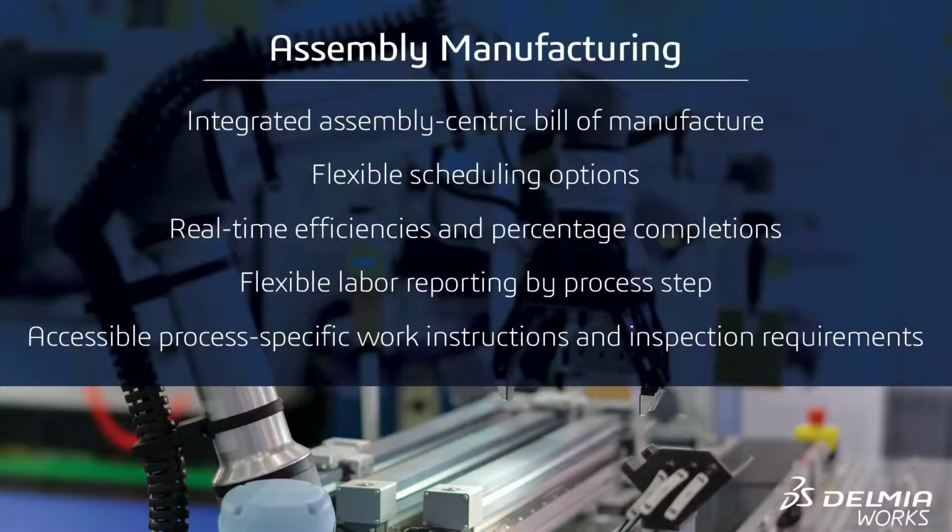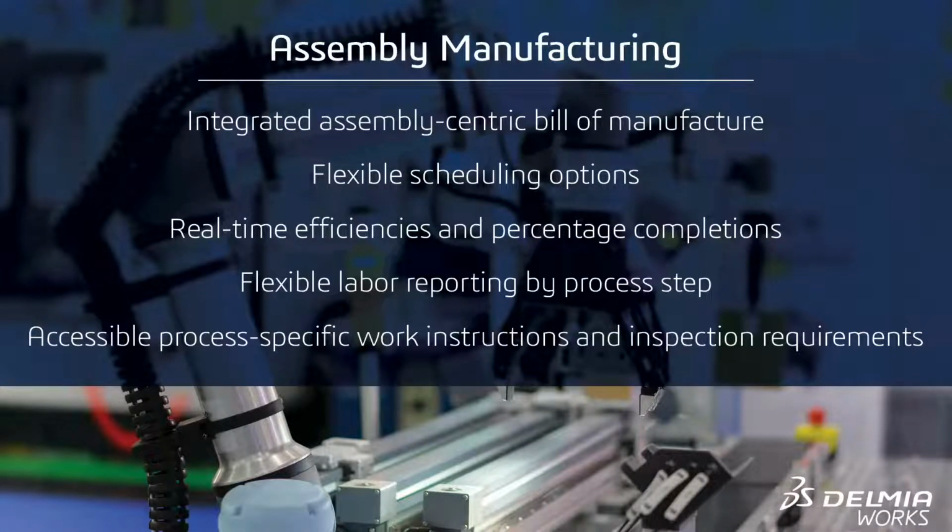DELMIAworks allows assembly manufacturers to define the specific steps required to build each individual product, attaching materials, documents, resources, costs, and trigger requirements to each step in the assembly process. With flexible scheduling options, including rough-cut capacity planning, the finite scheduling board, and work center-specific dispatch lists, DELMIAworks provides flexible scheduling tools to meet your organization's requirements.